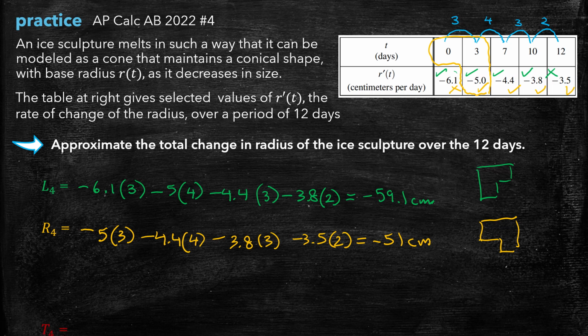Now we know from our shortcut that for the trapezoidal value, I'm not even going to work out the trapezoids. I'm just going to average these two values. That comes out to negative 55.05 centimeters, and that again is maybe a better estimate of the total decrease in the radius over the period of 12 days.